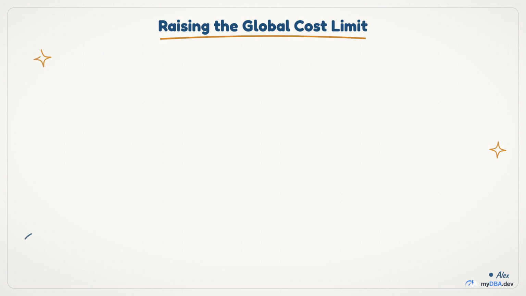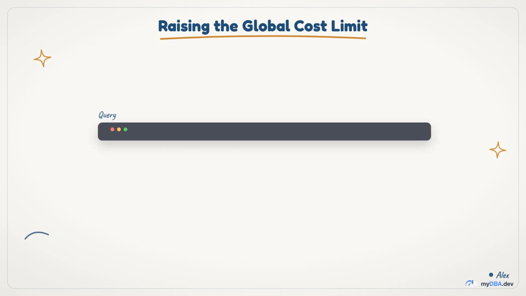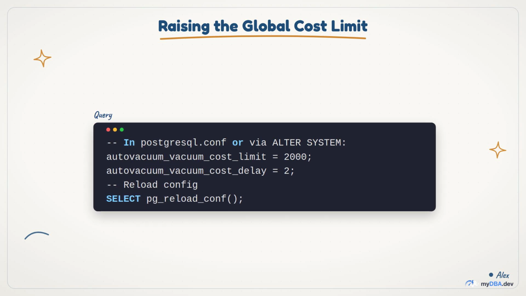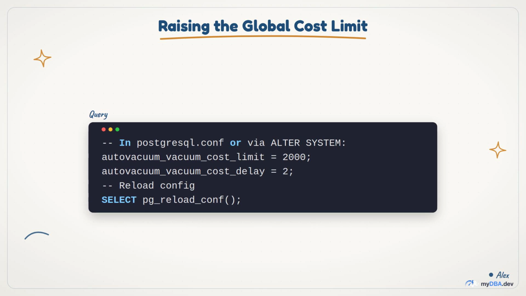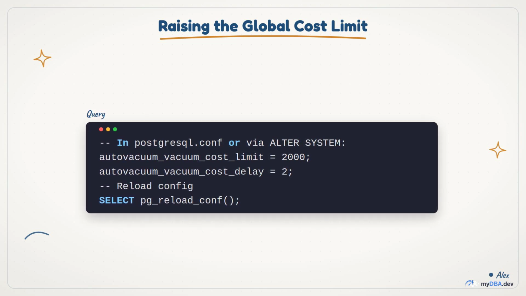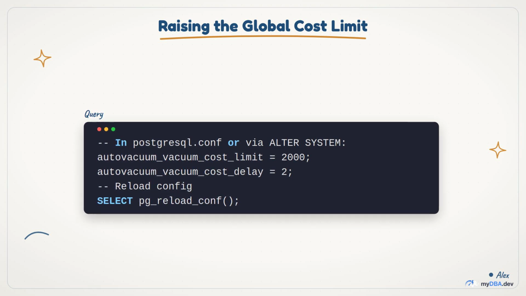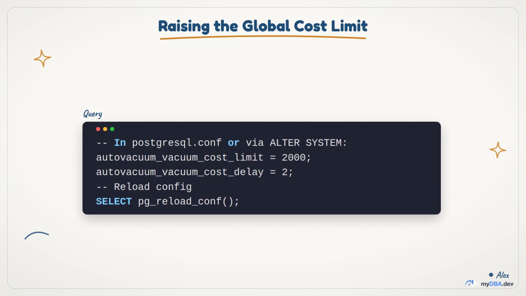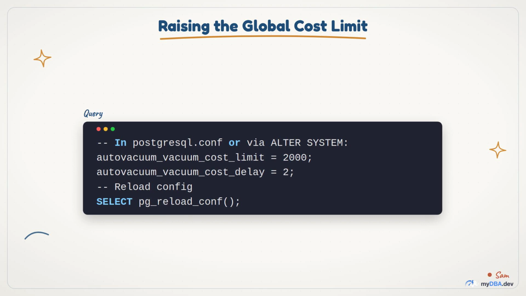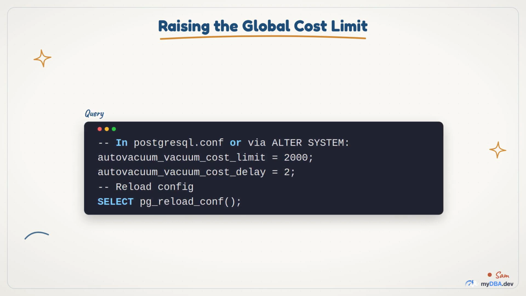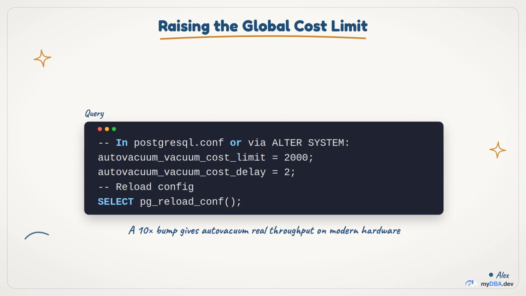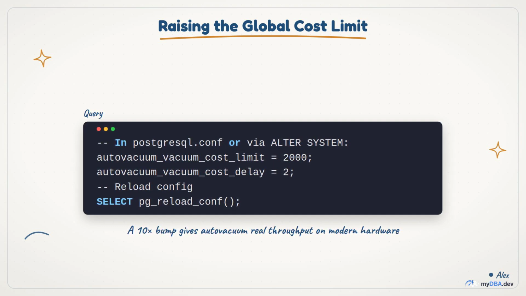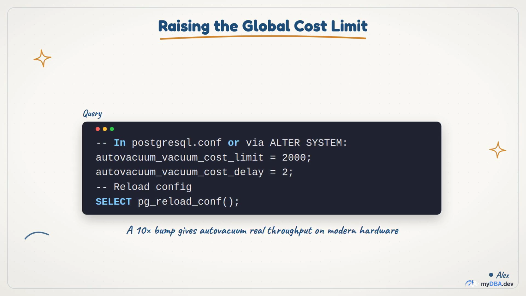For most production systems, the default 200 is way too low. Bumping it to 2000 or even 4000 is common on modern SSDs. You're giving Autovacuum workers 10 to 20 times more I/O budget before they sleep. Just make sure you monitor your disk I/O so you're not starving queries. And this applies globally to all tables? Right. This is the cluster-wide setting. We'll get to per-table overrides in a minute. That's where you really dial in hot tables.